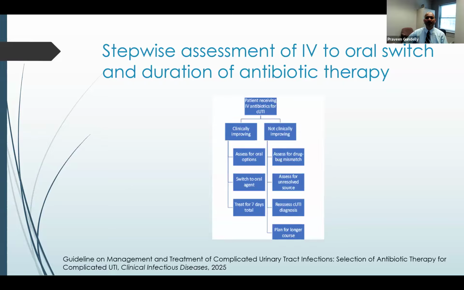Then once they have clinically improved, we need to assess what the oral antibiotic options are. This will be based on culture results. What did the urine culture and blood culture grow, and what are the antibiotics it is sensitive to? Based on that, we can make a decision. The patient's allergy risk plays a significant role in this transition to oral.